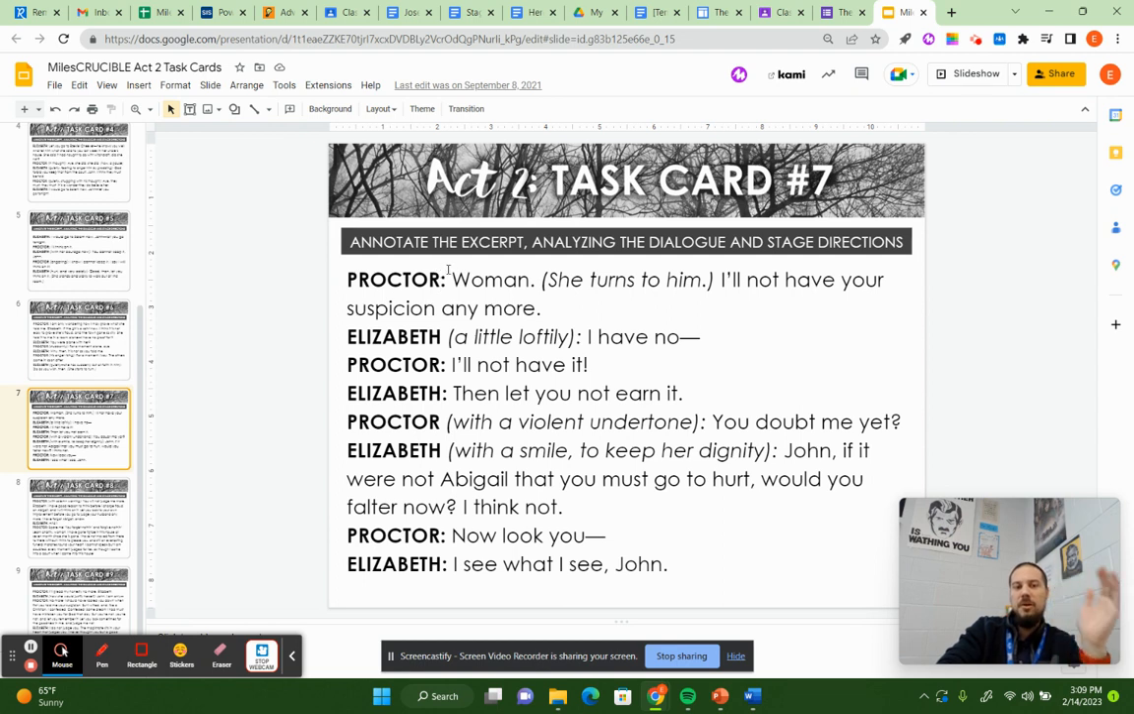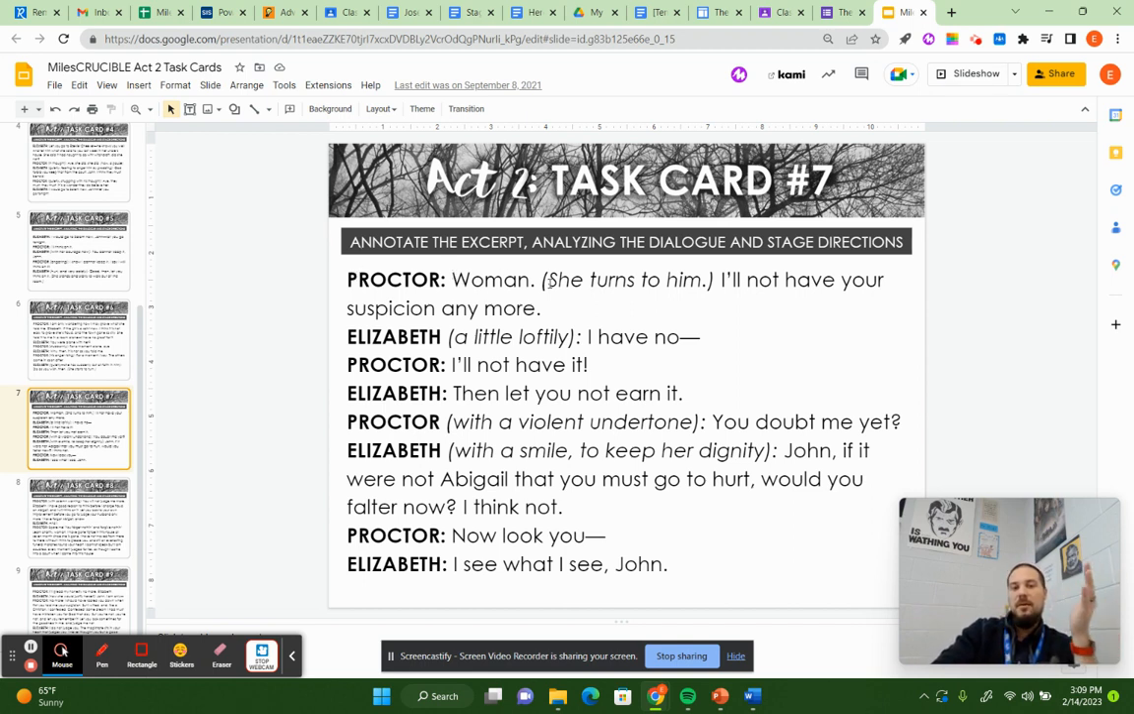We're going to annotate it and look at the dialogue, what's being said, and then what is the subtext, the implication or the meaning beneath what is being said. So kind of going one level deeper. And then we're going to look at the stage directions. Is there anything important that can help us understand the subtext of what's happening, or the dynamic between these two characters?